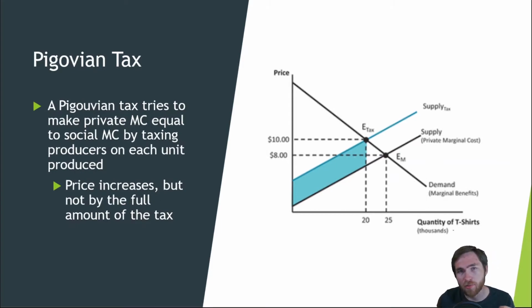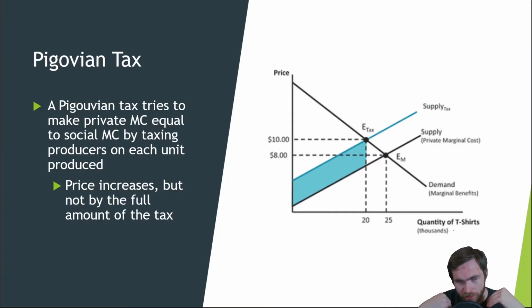A Pigovian tax is named for the economist Pigou, who was active in Great Britain in the early 1900s. He's actually one of Keynes's teachers. But anyway, a Pigovian tax tries to make the private marginal cost equal to the social marginal cost by taxing producers on each unit that they produce. So in our previous example, we've got $3 of social cost. Let's assume that we get the amount of the Pigovian tax correct. So we tax the producer $3 more per shirt that they produce.